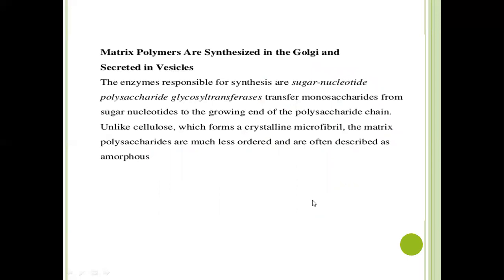Matrix polymers are synthesized in the Golgi and secreted in vesicles. The enzymes responsible for synthesis are sugar nucleotide polysaccharide glycosyltransferases, which transfer monosaccharides from sugar nucleotides to the growing end of the polysaccharide chain. Unlike cellulose, which forms a crystalline microfibril, the matrix polysaccharides are much less ordered and are often described as amorphous.